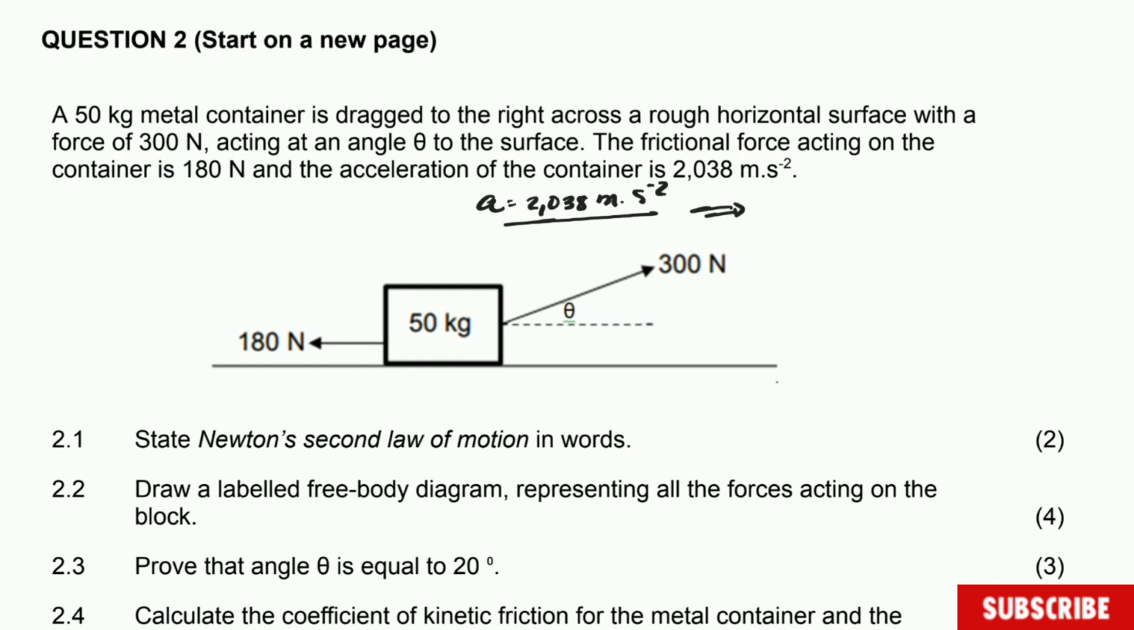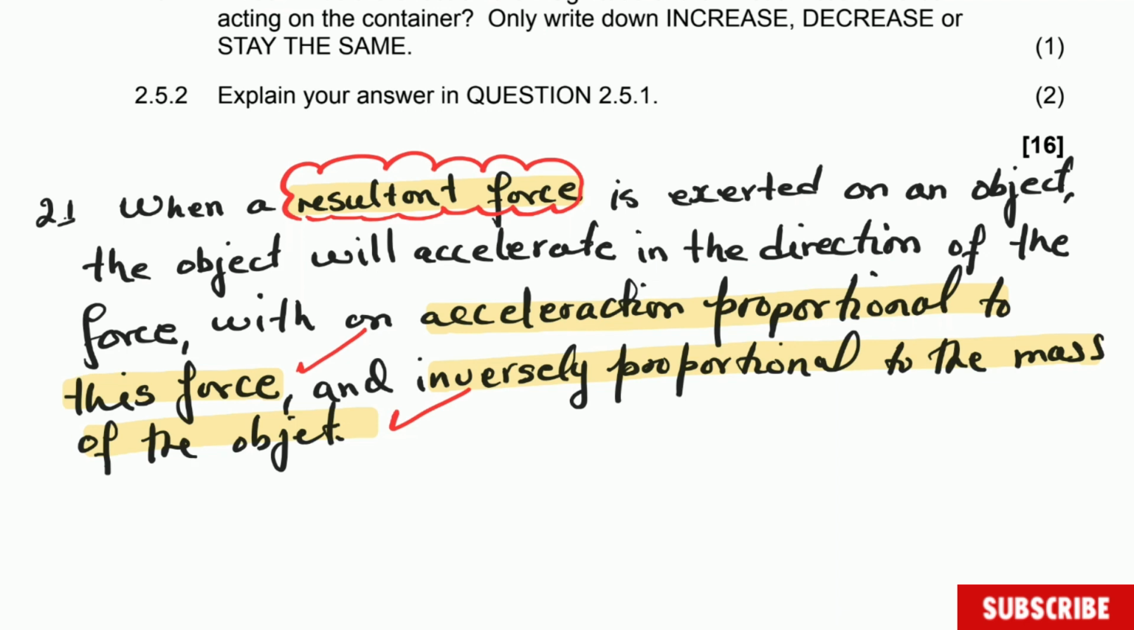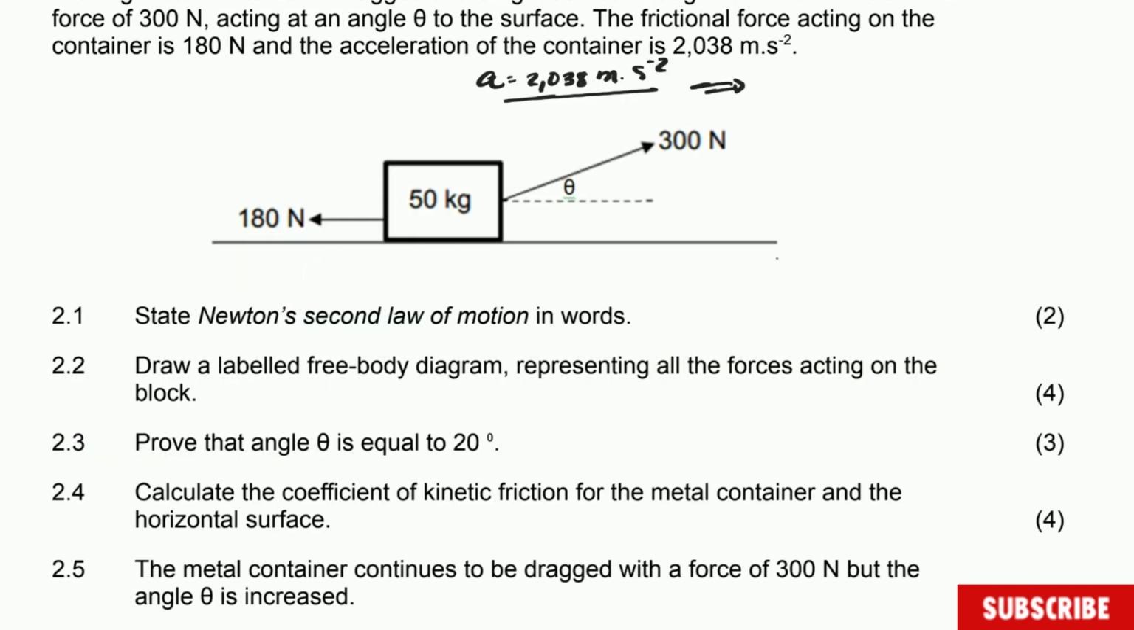State Newton's second law of motion in words. Alright, so here is Newton's second law in words. When a resultant force, now the word resultant force is important, you cannot miss that word. If you miss that word, you will lose 1 mark. When a resultant force is exerted on an object, the object will accelerate in the direction of the force, with an acceleration proportional to this force and inversely proportional to the mass of the object. There will be 1 mark for this one and 1 mark for that one there. But the word resultant force must be here, otherwise you will lose 1 mark.